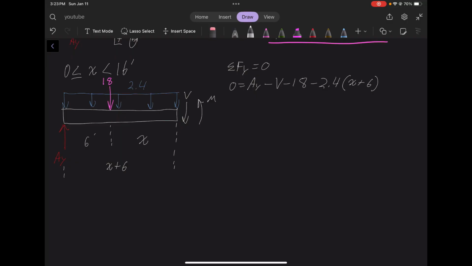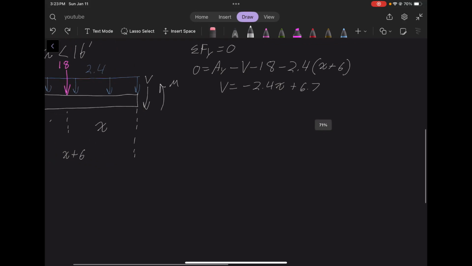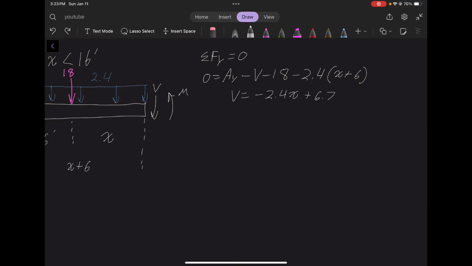I don't really feel like I have to explain anything there. So solving for V, now we get minus 2.4x plus 6.7, because now we can plug in for AY, and you just move your variables around, and you can solve for V. So like I said, you can integrate this, but then you're not going to know what your plus C is. So you kind of have to solve for the moment equation to get what your constant is. So let's go ahead and do that.